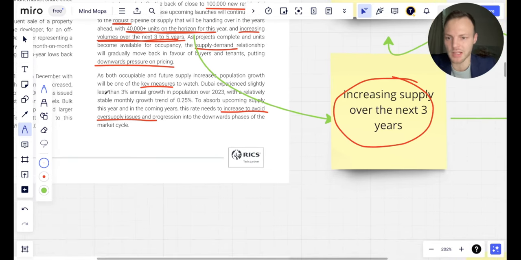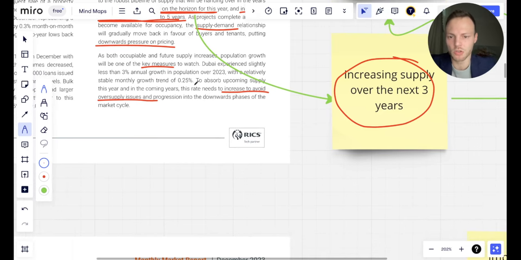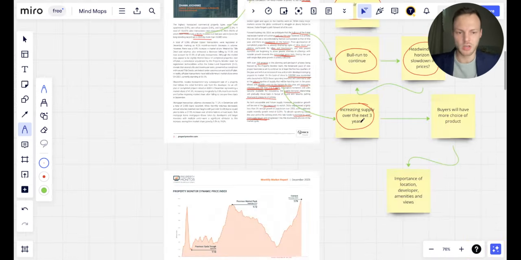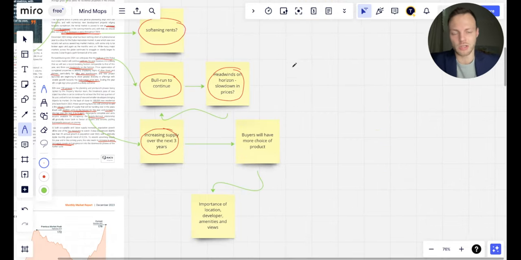Dubai experienced slightly less than 3% annual growth in population over 2023, with a relatively stable monthly growth trend of 0.25%. To absorb the coming supply this year and in the coming years, this rate needs to increase to avoid oversupply issues. So they are absolutely right. If you've got a lot more people who move to Dubai, then the supply isn't really an issue.